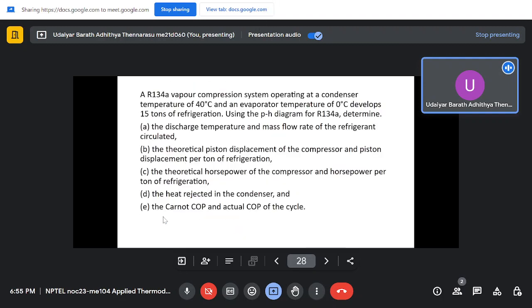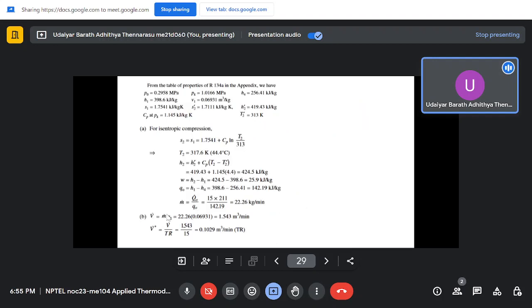Next is the theoretical piston displacement of the compressor. Theoretical piston displacement is m dot into specific volume. So 22.26 is the mass flowing into specific volume, which is 0.06931. So this will come out to be 1.543 meter cube per minute.